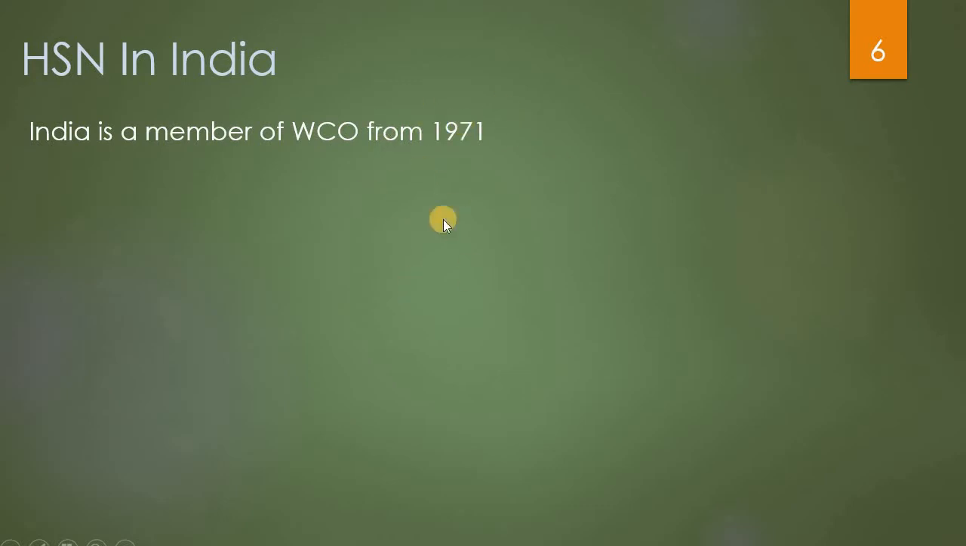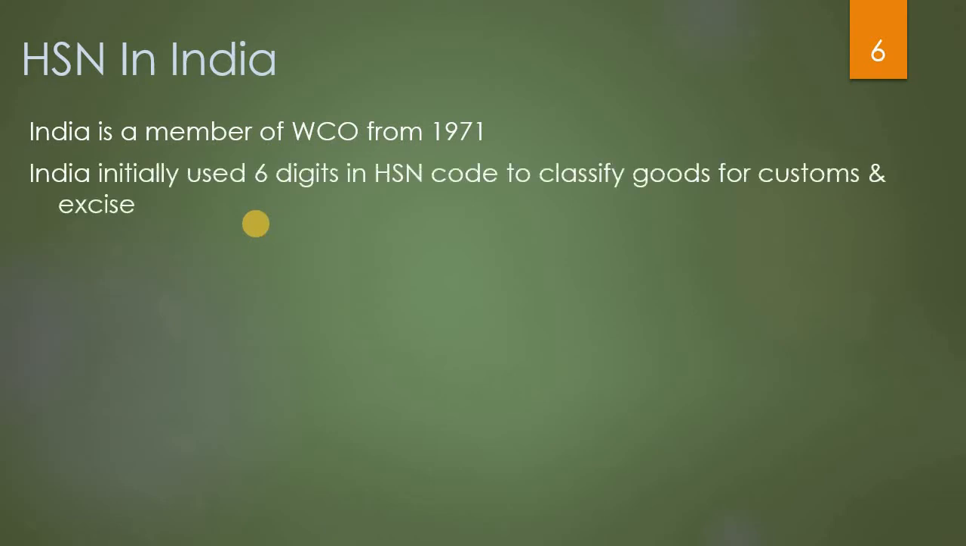It also classified all the commodities based on the HSN code. But India initially had only a 6-digit HSN code. India initially used the 6-digit HSN code to classify its various commodities for the purpose of customs and also excise duty.